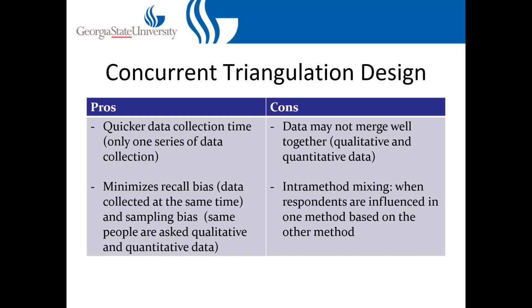There are also some cons to the concurrent triangulation design. And I've seen this top one happen more than a couple of times. You collect data qualitatively and you collect data quantitatively, and they don't come together. They do not merge well, and you have drastically different stories based on whether you look at the qualitative data or the quantitative data. Another con is a thing called intra-method mixing. This is when respondents are influenced by one method based on the other method.